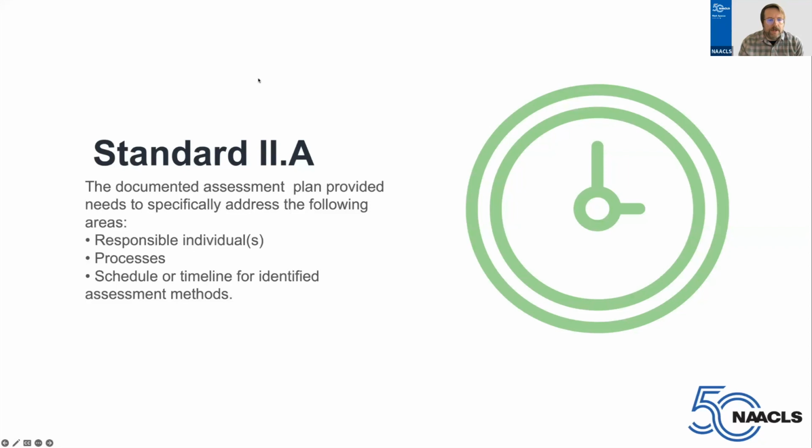So let's start with Standard 2A. Standard 2A requires that there must be a documented assessment plan, and specifically the documentation is looking for the assessment plan to identify the following items: the responsible individuals, processes, and a schedule or timeline for identified assessment methods. So Ramona, can you go into some detail about what you've seen that's been really successful for Standard 2A, and maybe some things you've seen reoccurring that may consistently cause programs problems?